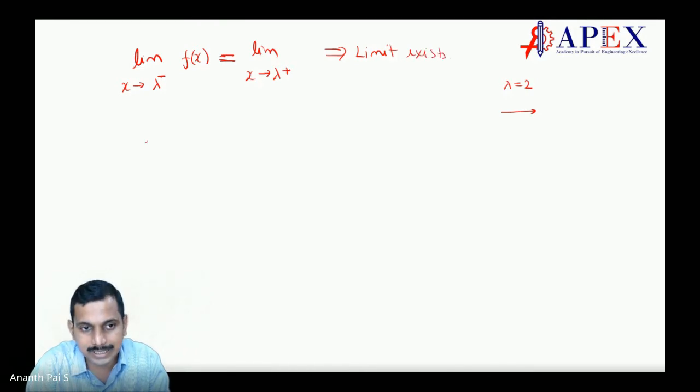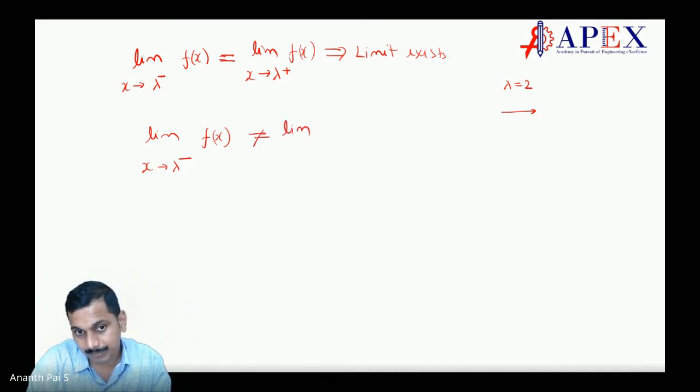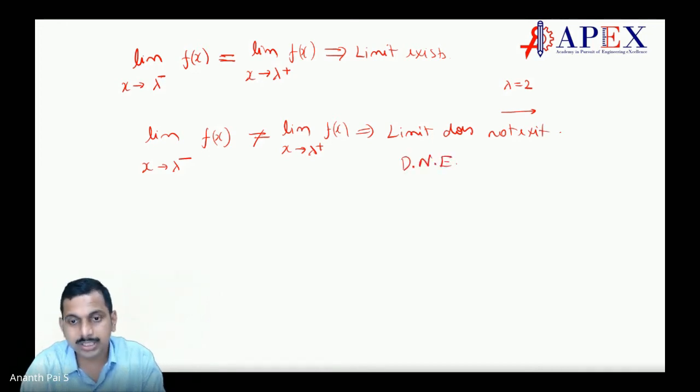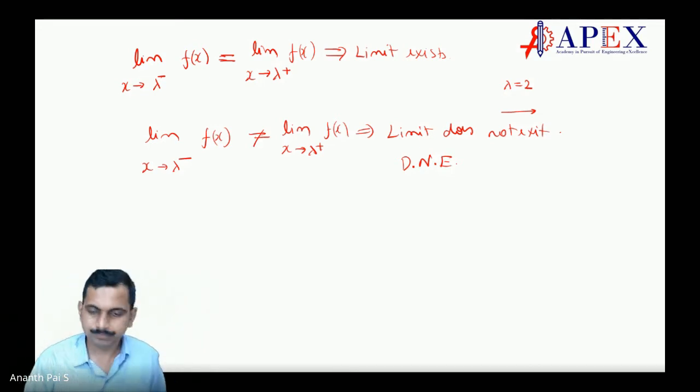In case limit extending to lambda minus f of x is not equal to limit extending to lambda plus f of x, then the limit does not exist. We say DNE, which stands for does not exist. Simple. Let us take an example where the limit does not exist.